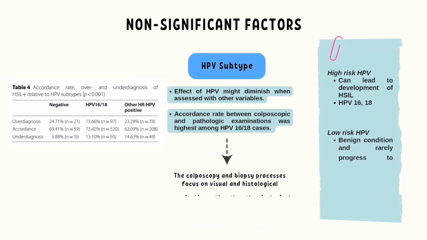There are two non-significant factors. The meaning of a non-significant factor is a factor that does not provide sufficient evidence to conclude that there is an effect on HSIL detection. The first one is HPV subtype. This factor is non-significant because colposcopy and biopsy processes focus on visual and histological examination rather than the virological profile. According to this journal, there is the highest number of HPV 16 active cases. This HPV is high-risk HPV, which can lead to HSIL. The other type is low-risk HPV, which is a benign infection.